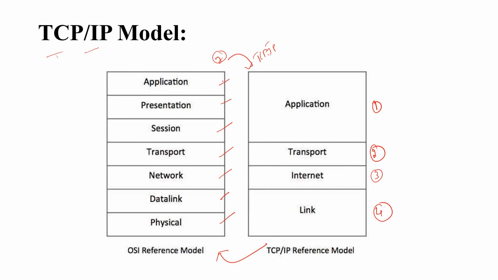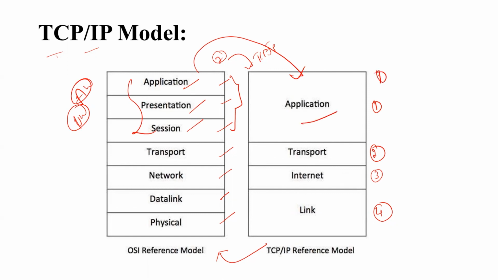The difference is this. In the OSI model we have three different layers for application related issues: the application layer, presentation layer, and session layer. These three are called the upper layers, and they deal with application related issues. In the TCP/IP model, we have only one layer, called the application layer, to perform the activities done by the OSI application layer, presentation layer, and session layer. These three are combined as the application layer.